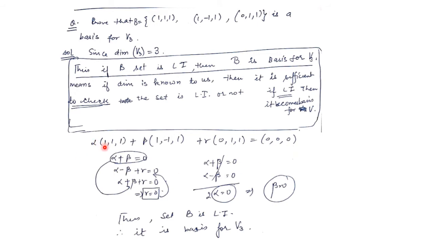Now compare the coordinate-wise coefficients. This is alpha plus beta plus 0 times gamma is 0. Then alpha minus beta plus gamma is equal to 0. Alpha plus beta plus gamma is equal to 0. So we have 3 equations in 3 unknowns. Just simplify these 3 equations. We get alpha 0, beta 0 and gamma 0. 0, 0, 0 is the only solution. Therefore this set is LI. Since this set is LI and has only 3 elements, which is the dimension of V3, therefore this will become the basis for V3.